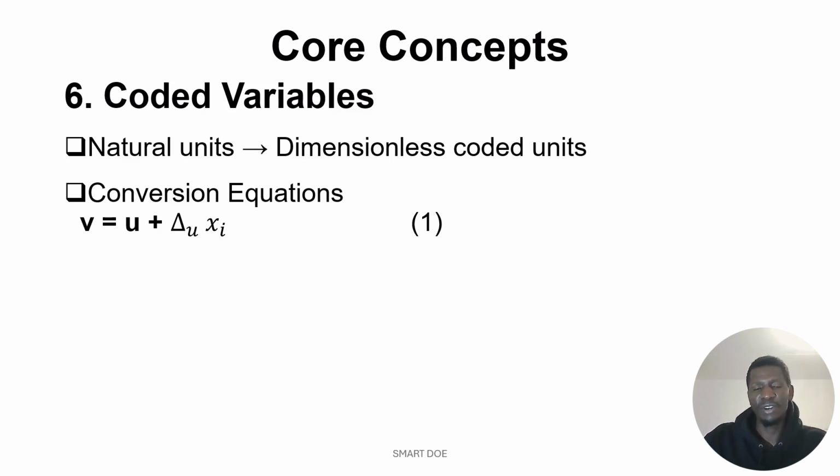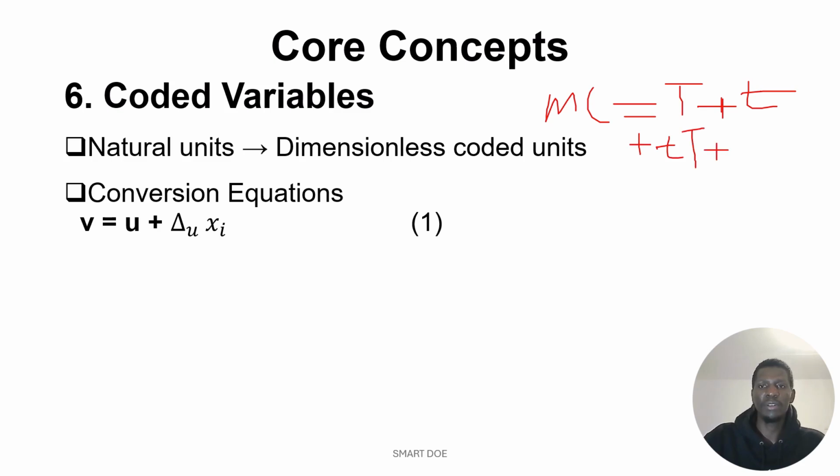counterparts. For example, let's still consider these drying kinetics involving temperature, time. Why is it always important to transform natural values to their dimensionless units? Let's say the drying kinetics for moisture content, MC, is equal to the effect of temperature plus the effect of time plus the effect of temperature times time plus the intercept, then plus the experimental error.